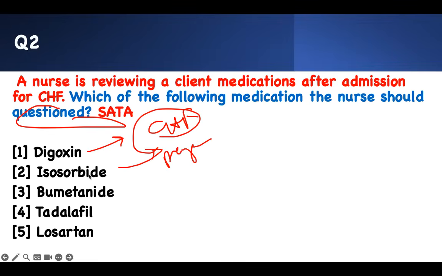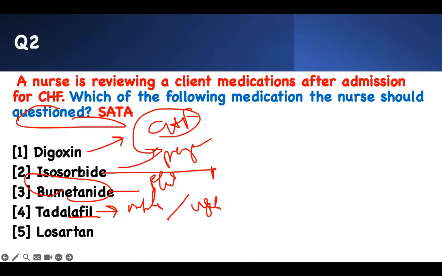You don't need intervention. Furosemide is to get rid of the fluid. You don't need any intervention. You don't need to question this. Tadalafil, this is a nitrate, right? It does its thing like nitrate. This is a Viagra. It does its own thing like Viagra. And you cannot take it with isosorbide, a nitrate. And therefore, we should question that.